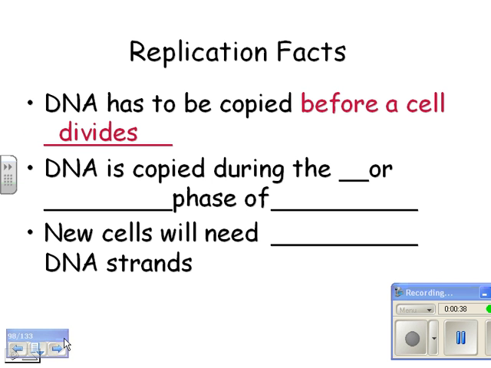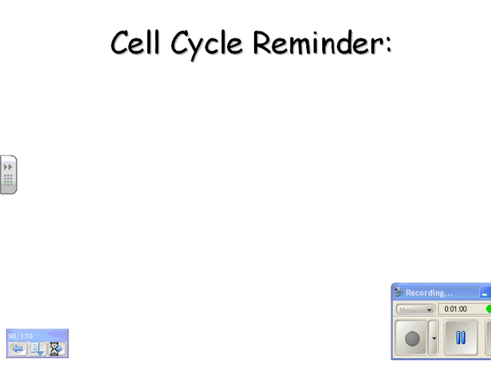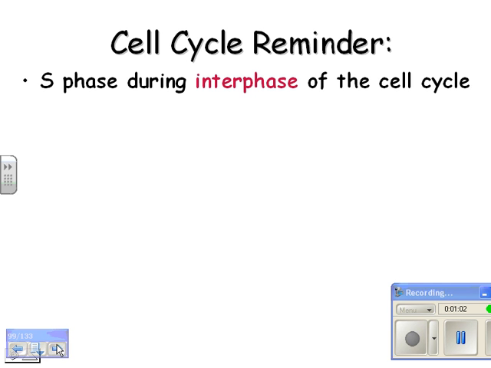So DNA has to be copied before a cell divides, whether that's mitosis or meiosis. The DNA is copied during the S, or synthesis, phase of the cell cycle, and that's interphase. Then the new cells will need identical strands of DNA. They'll be completely identical in mitosis. In meiosis, it's a little more complicated, but you still have to copy this DNA and do it perfectly before. So here's a cell cycle reminder.